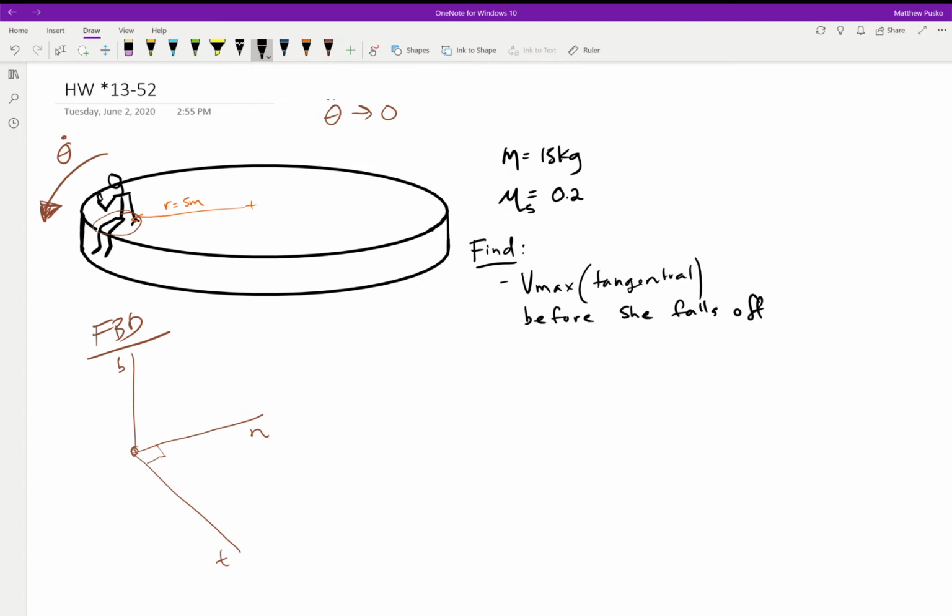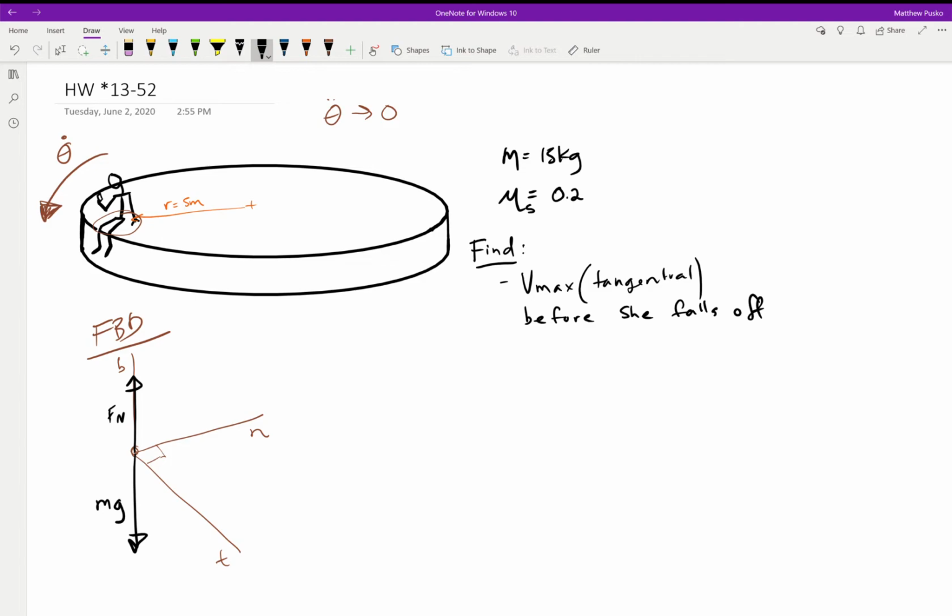we have mg pointed down. She has mass, so therefore she has weight. And we're also going to have some normal force pointed up. Now, if you think about what's keeping her on as she sits, well, as it's motionless, nothing's trying to throw her off. All of her weight is pointed straight down.